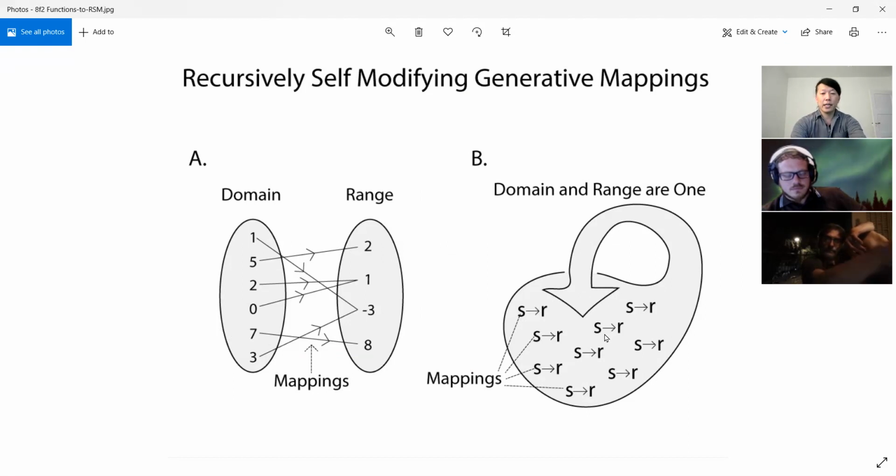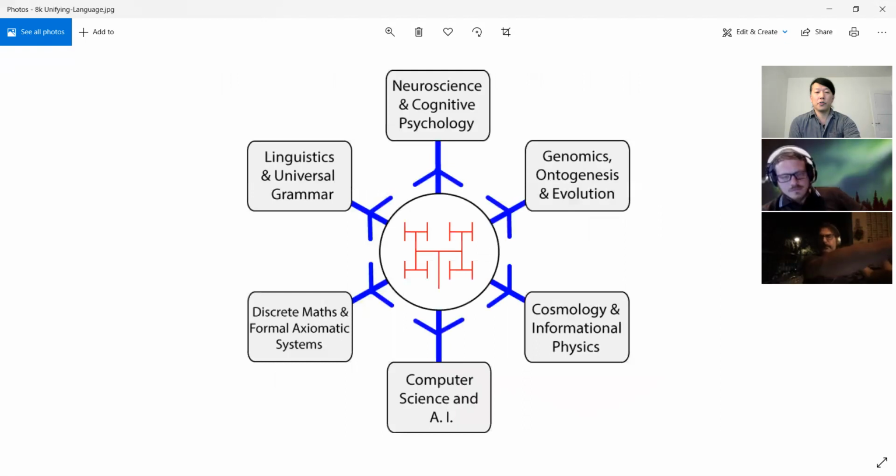So therefore, there's a kind of looping back of the unified domain and range to itself. And what does it mean? It means that when you look at it this way, with these generative mappings, the output from the previous cycle becomes the unit by which the next cycle generates new mappings. Okay, so let me explain using a biological example.